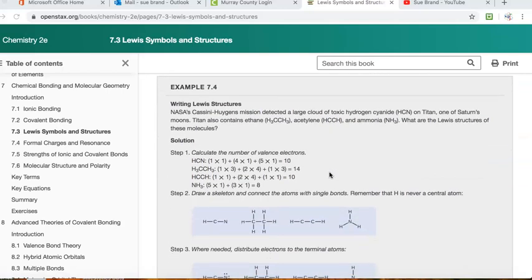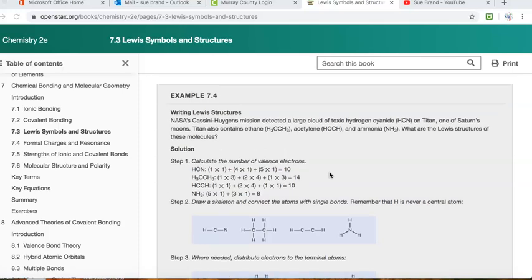All right, the next thing I want to do is look at example 7.4, where we're drawing different Lewis structures for different compounds. The first compound we're going to look at is HCN.